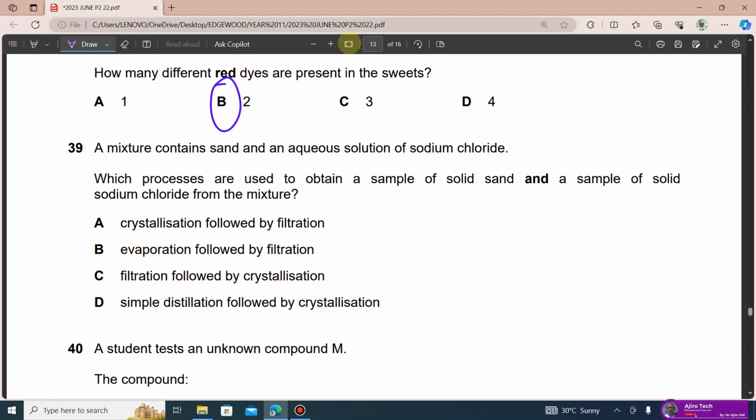Question 39. The mixture contains sand and an aqueous solution of sodium chloride. Which processes are used to obtain the sample of solid sand and the sample of solid sodium chloride from the mixture? So we have several processes here. This is crystallization followed by filtration, filtration followed by crystallization. So in this case, you have to filter first and then you crystallize to obtain the salt.